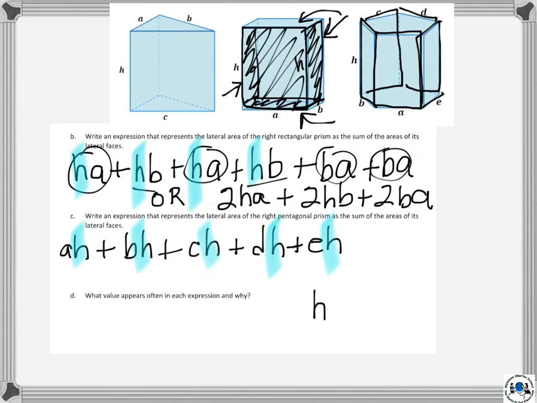H comes up very often, and why is that? Well, the reason is that first of all, we said that each prism has a height of h, so they're all equivalent in that. If the prism itself has a height of h, each lateral face is going to have a height of h. So h is going to be very prominent, or this height factor is going to be very prominent in calculations.